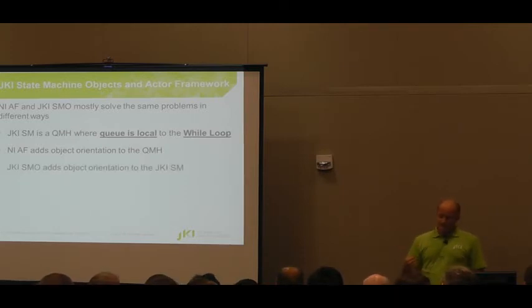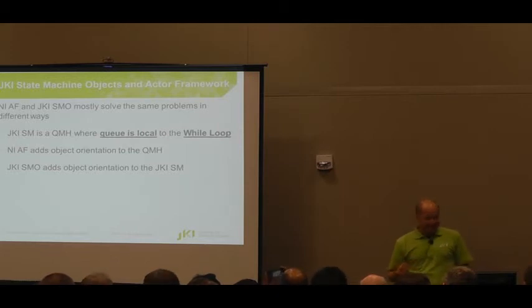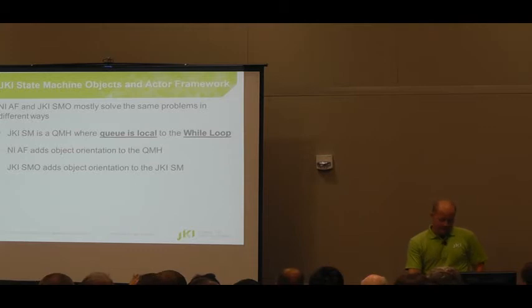But handing this over to a systems engineer who might be a CLAD, the JKI state machine and state machine objects we have found to be extremely easy to get up to speed. So state machine objects adds object orientation to the JKI state machine in a similar way that actor framework adds object orientation to the message handler.